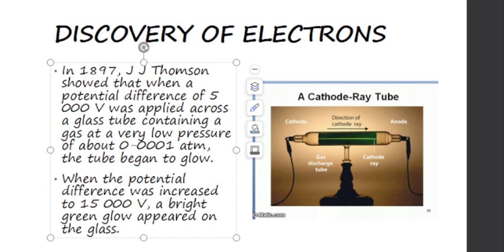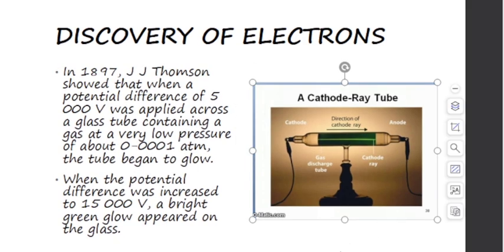In 1897, J.J. Thomson showed that when a potential difference of 5,000 volts was applied across a glass tube containing a gas at a very low pressure of about 0 to 0.001 atm, the tube began to glow. When the potential difference was increased to 15,000 volts, a bright green glow appeared on the glass. Now, if you look at this structure, this bright green glow is what we refer to as the cathode ray.